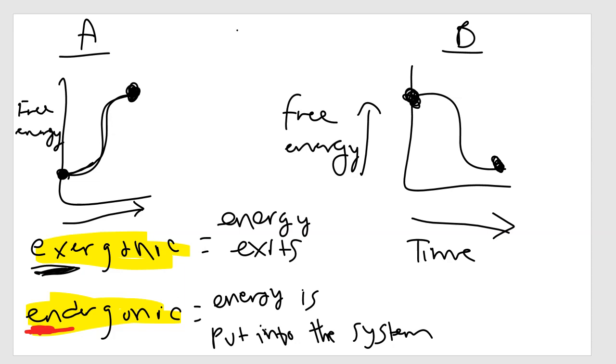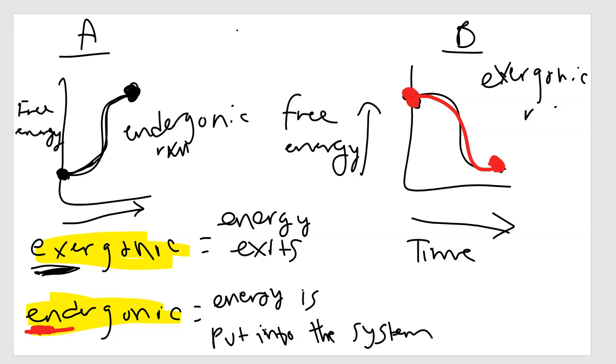So then if we look at graphs A and B, in graph A, if your free energy originally starts at this point right here, and then you move up the curve and you end up with more energy than you originally started, we can say that this is an endergonic reaction. Whereas in graph B, you start off at this point right here, and then over time you move down to a lower amount of free energy than what you started with. Therefore, in graph B, we're losing energy, which means that energy is exiting the system, and it's an exergonic reaction.